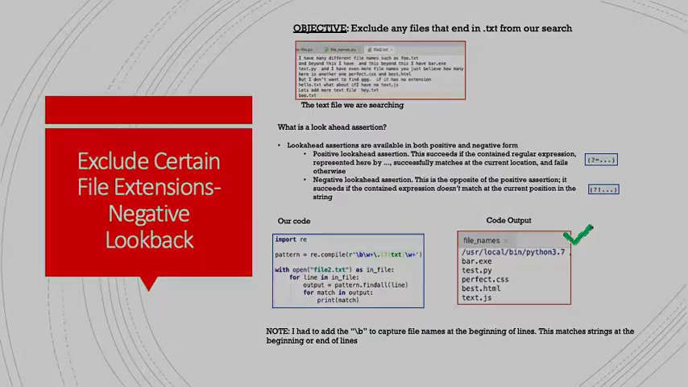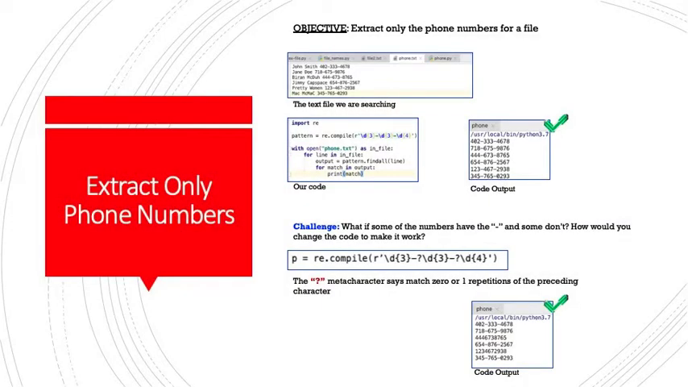And it outputs, you see, all of our files, the same as on the previous slide, except for those that end in .txt. And in this challenge, we want to extract only the phone numbers from a given file. And you see in this file, we have first name, last name, and phone numbers. So let's look at our code.